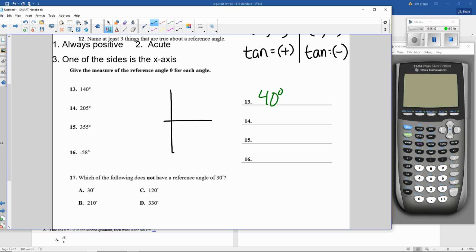205 is in the 3rd quadrant. This piece is 90, this piece is 90, which means this piece is 25. 90, 90, and 25 give you 205. The reference angle is the shortest distance to the x-axis, so that's this piece right here. It's less than 90, it's positive, that's our reference angle.